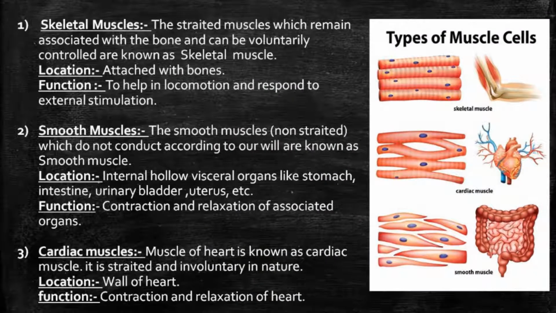First one is the skeletal muscle. The striated muscles which remain associated with the bone and can be voluntarily controlled are known as skeletal muscles. They are made up of long fiber cells which are multinucleated and striated, and light and dark bands run across the fiber. The muscles move only when you want them to.